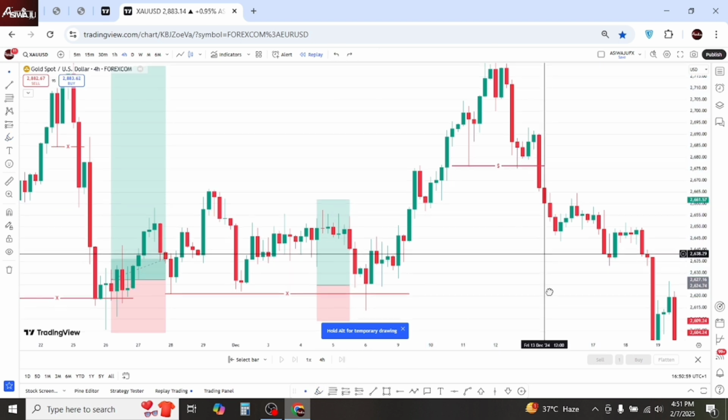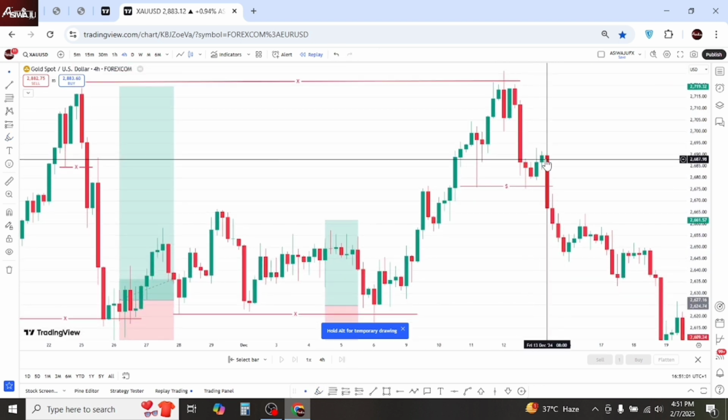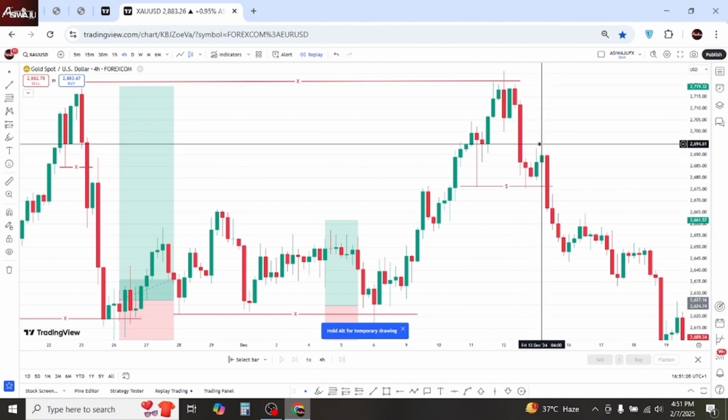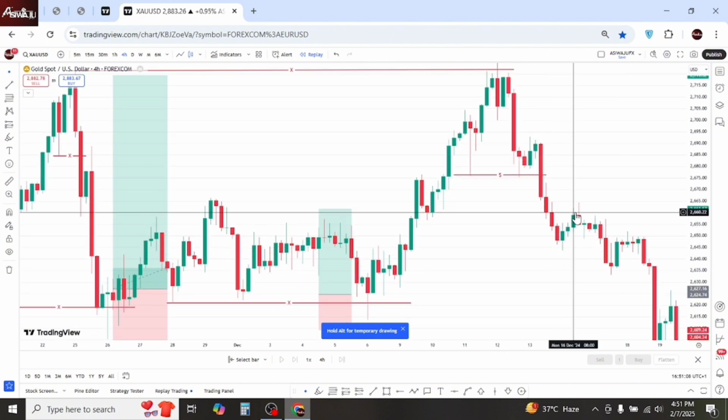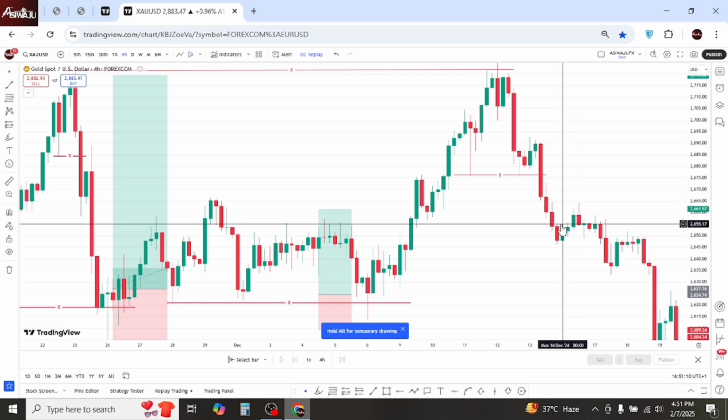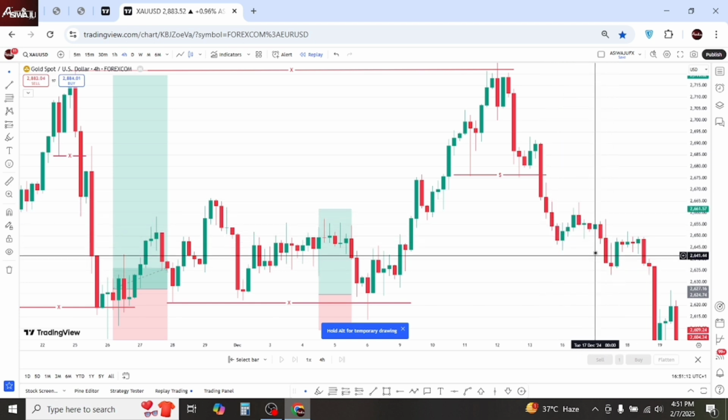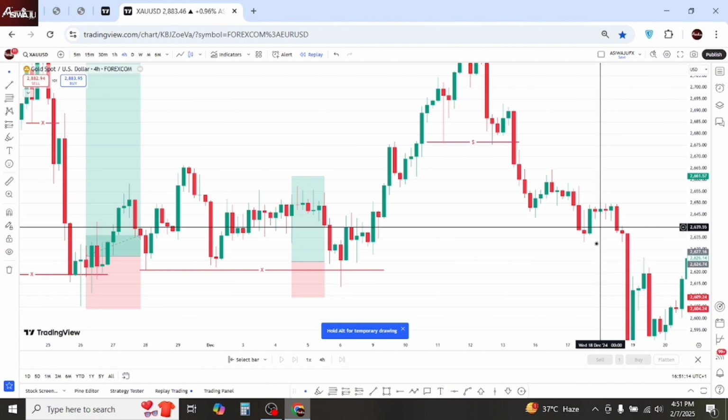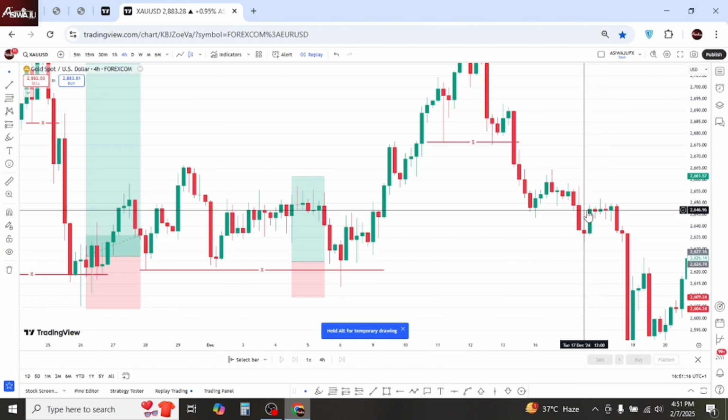Now we have a valid pullback here because this pullback took out this previous candle high, as you can see. So this makes this pullback valid. And we have another valid pullback here. Price pulled back, took out this previous candle high, continued to break this low, and we have another valid pullback here. This candle pullback took out this previous candle high before breaking this low.